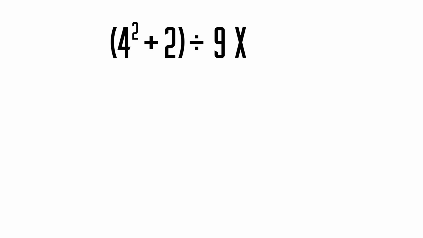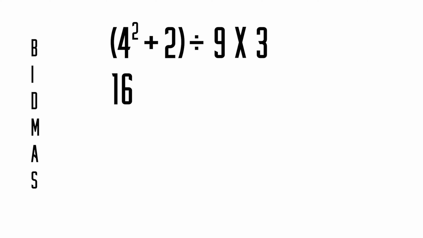If we look at a more complex sum of (4 squared plus 2) divided by 9 multiplied by 3, even though this is more complex, we will still follow the same rule of BIDMAS. Here we will do everything in the brackets first, so 4 squared plus 2. Here we also have to follow BIDMAS and know that we need to do the indices, 4 squared, before we add 2. 4 squared is 16, and if we add 2 we get 18.